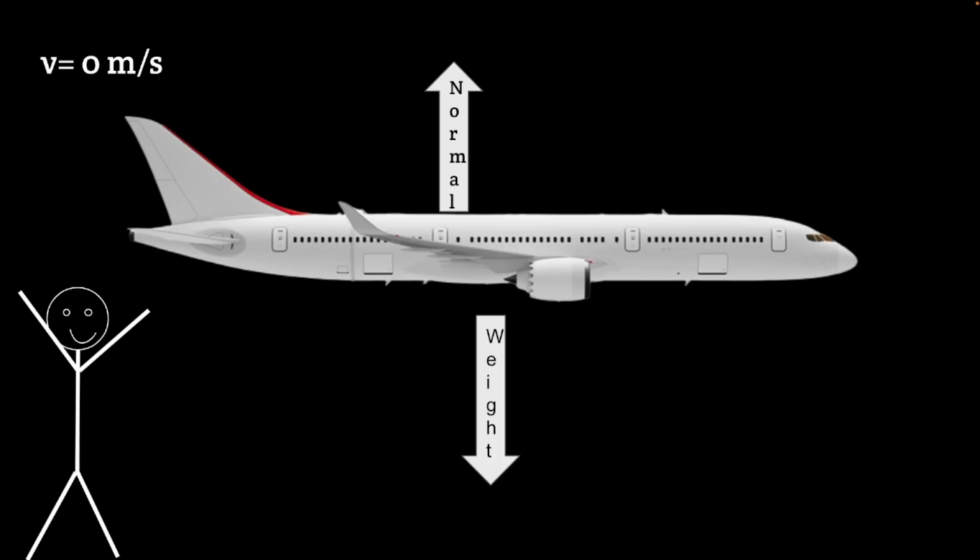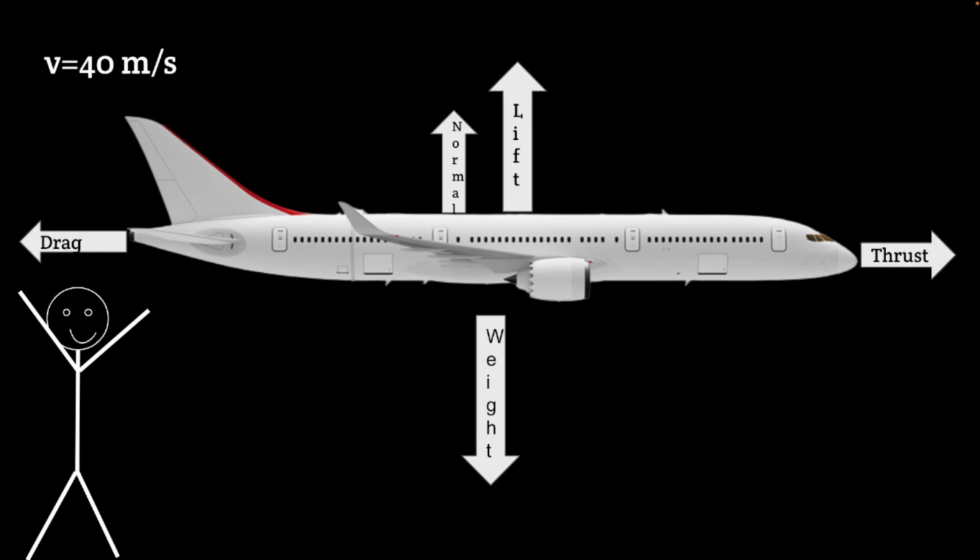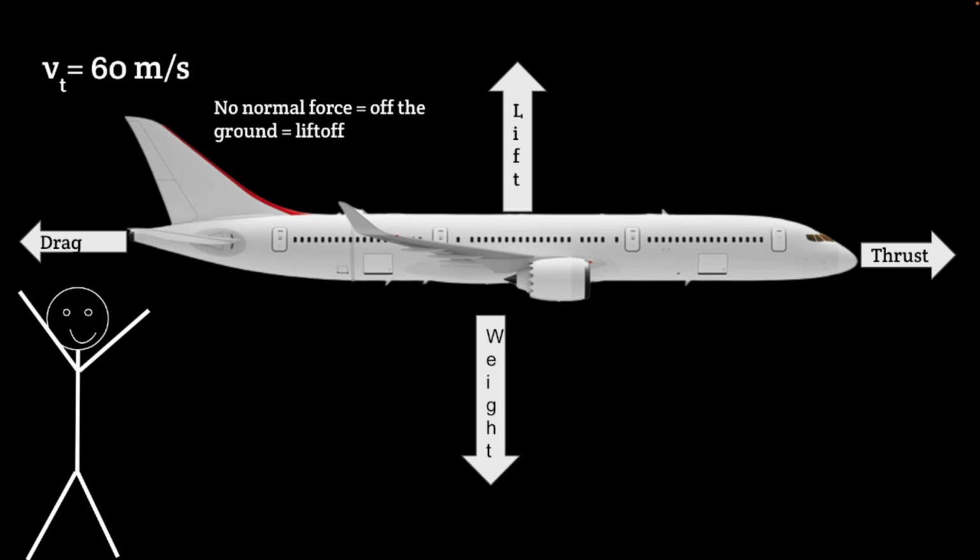At rest, the plane just sits with a normal and gravitational force. As the plane gets velocity, the plane will just stay on the ground as the lift and normal force compensate for the gravitational force. Thrust will be produced by the engine and the wing will incur drag. Liftoff occurs when the lift force is greater than the gravitational force, as the plane begins to accelerate upwards.